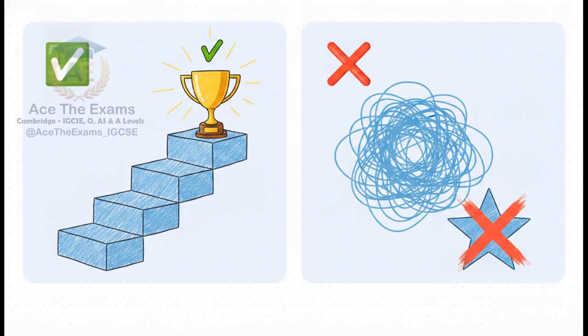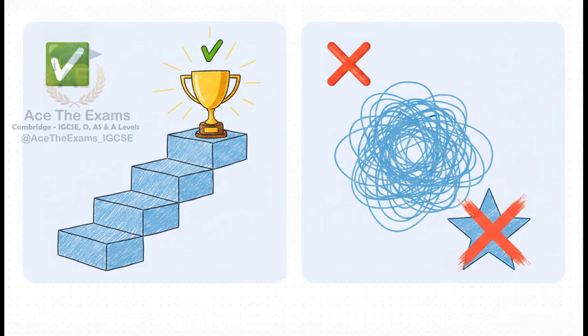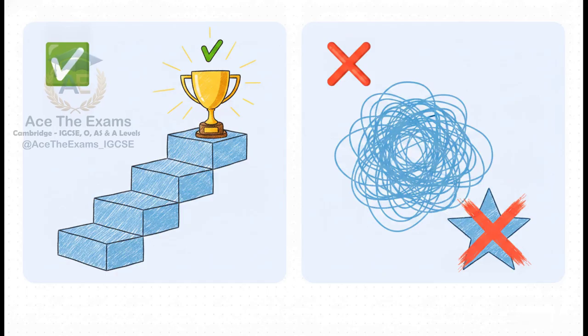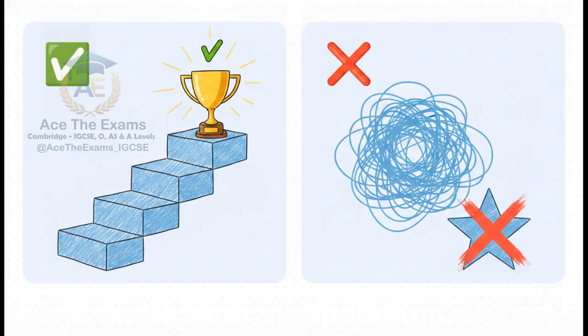Now imagine Alex, who wrote every single step. The examiner sees the brain on the page, awards the method marks, and Alex walks away with the points. You have to make your thinking visible.